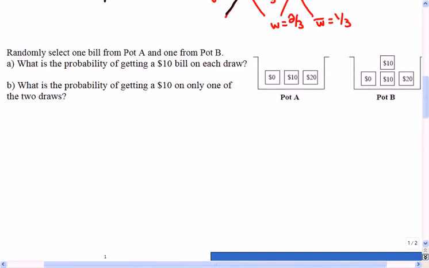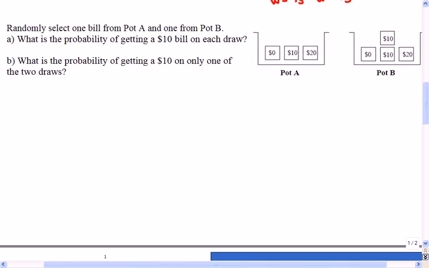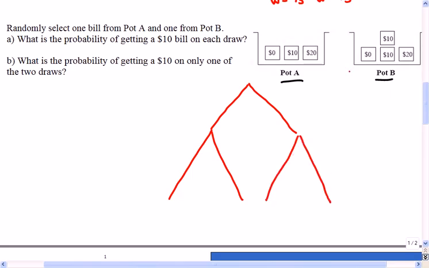Okay. So we randomly select a bill from pot A in the next example. So that's here. And then one from pot B. What's the probability of getting a $10 bill? What's the probability of getting a $10 bill on only one of those two draws? So again, let's take a look at what our tree might be. Okay, so this is the level that represents pot A, and this is for pot B. So if I wanted to draw a $10 bill, that's the probability that I'm looking at. So let's just call this the probability for a 10.